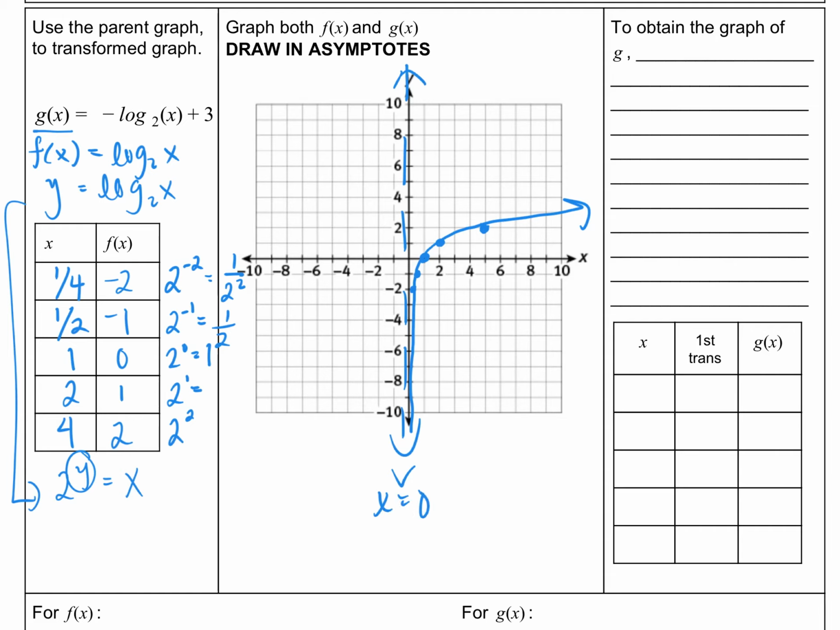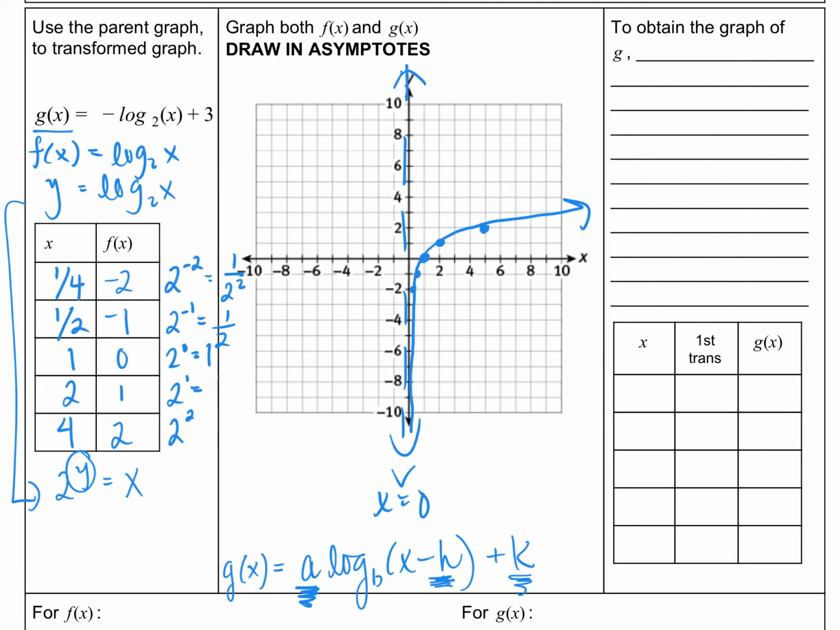Now, if I want to describe the transformation, I might want to remember this little form here, g of x is equal to a times log base b of x minus h plus k. And remember what each of these values do. That a value, if it's negative, it's going to give us a reflection. It can also give us a stretch or shrink depending on what the number is. This h value helps us tell if it's moving left or right. And then this value that's outside being added or subtracted will tell us how much it's moving up or down.